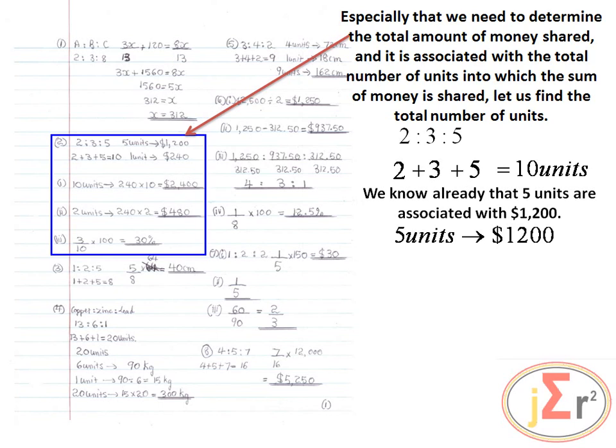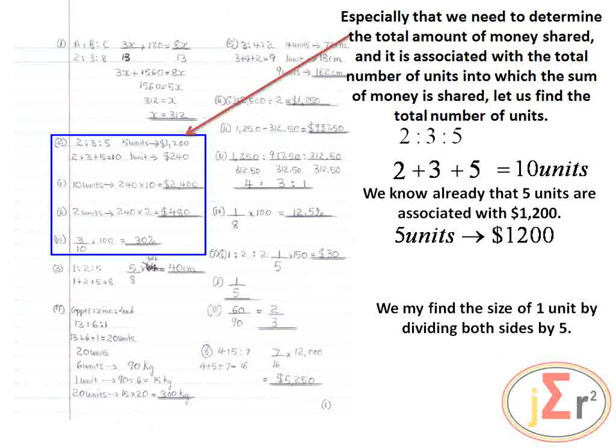A sum of money was to be divided among A, B, and C in the ratio 2 to 3 to 5. The largest share amounts to $1,200. Which one of these represents the largest share? Well, which one of these is the largest number? 5 is the largest number. It is therefore associated with the largest share. No harm done. Okay. We may find the size of 1 unit by dividing both sides by 5.